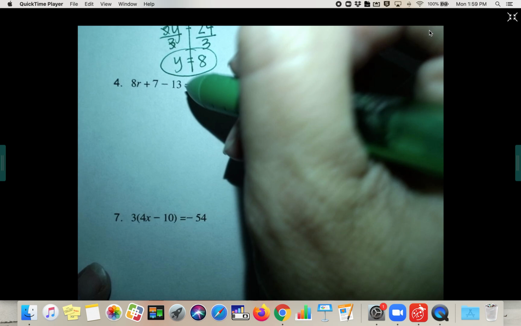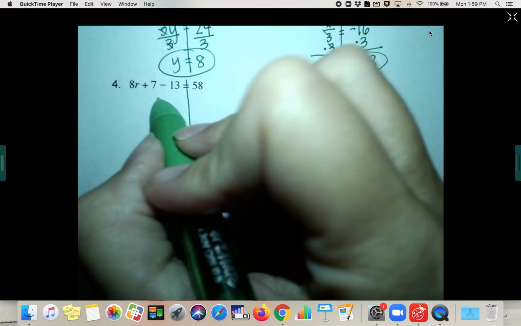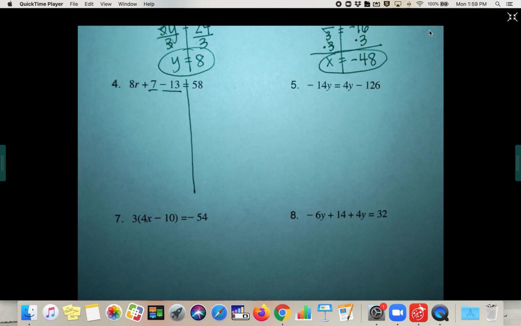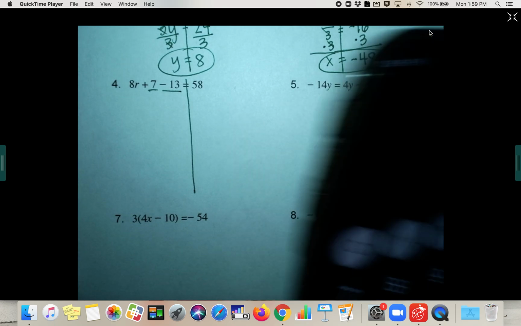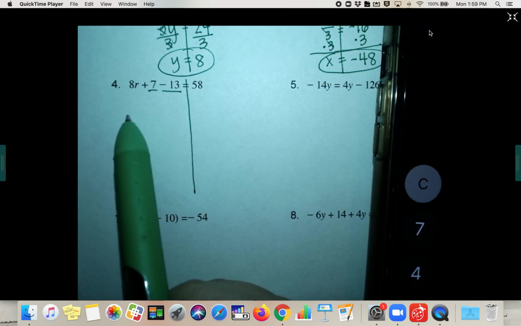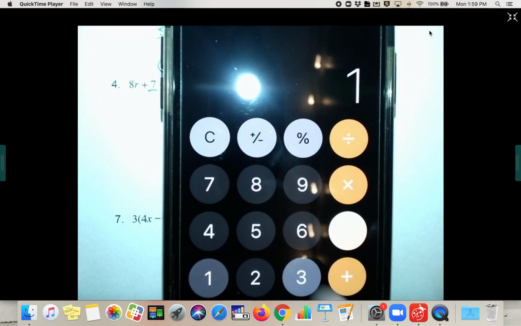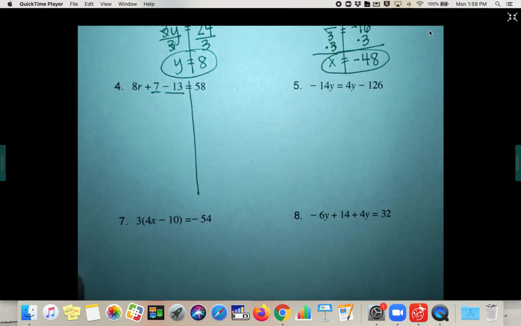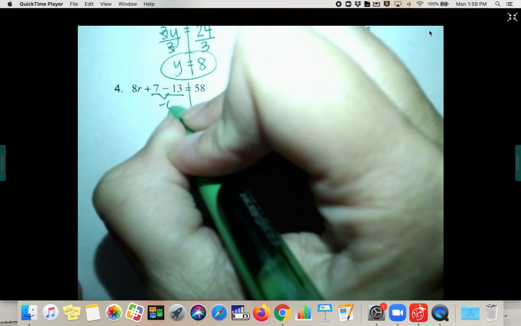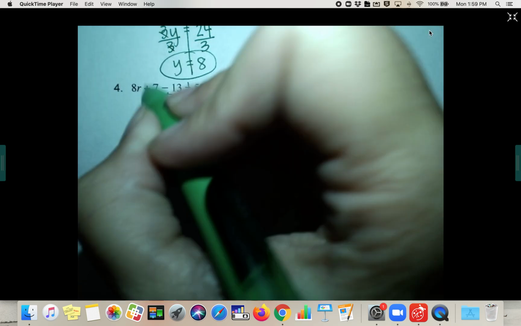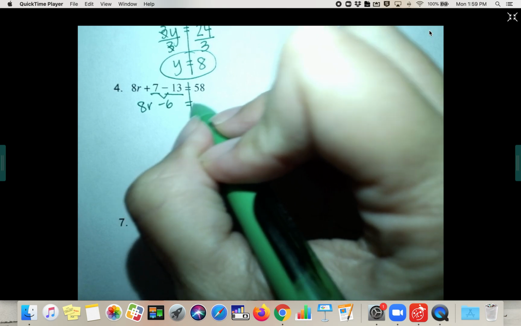Number 4. All right, so we've got some like terms here. We have a 7 and a minus 13. So I'm going to put it in my calculator exactly how I said it. 7 minus 13. Negative 6. So these combine to be negative 6. So I'm going to bring down my 8r. And I'm going to bring down my 58.